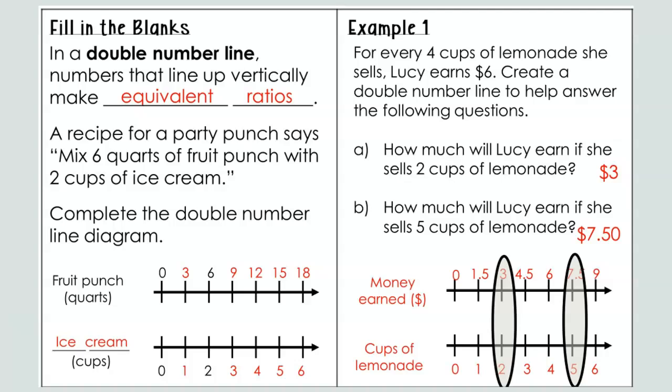The first one uses 2 cups of lemonade. So we go down to the 2 cups and find that the $3 is where the money lines up with the 2 cups of lemonade. Next one says Lucy will earn how much if she sells 5 cups of lemonade. Well, we go down to the 5 cups, go up to the money that matches that, and that is $7.50.